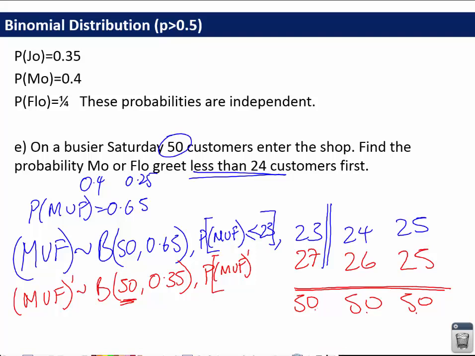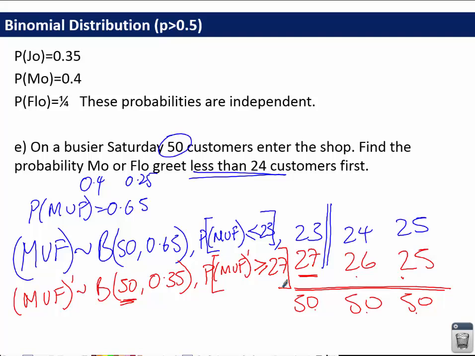Now, for our first trials, where Mo or Flow occurs, we're looking at less than or equal to 23. Now we're looking at 27, but it's not going to be less than or equal to 27. It's actually going to be greater than or equal to 27, because our numbers here are 25, 26, 27, so they're going up. That's exactly what I was thinking, Mr. Rashid.